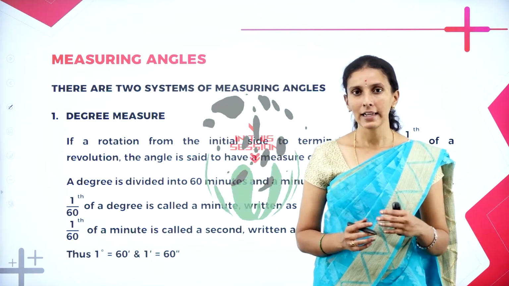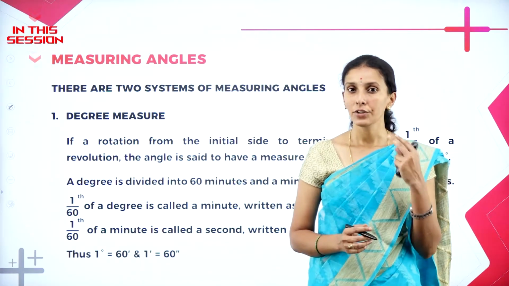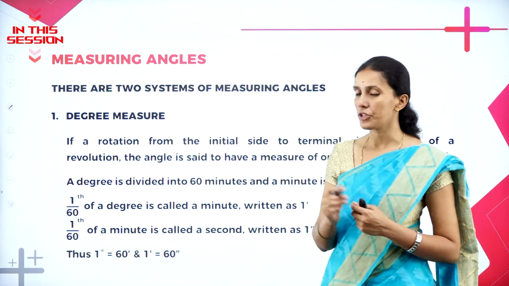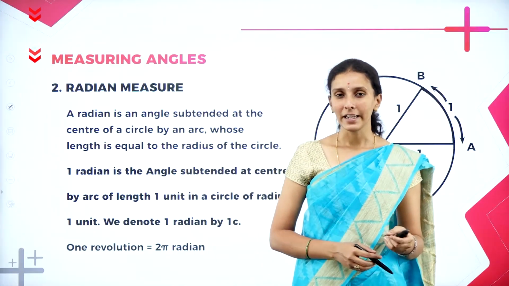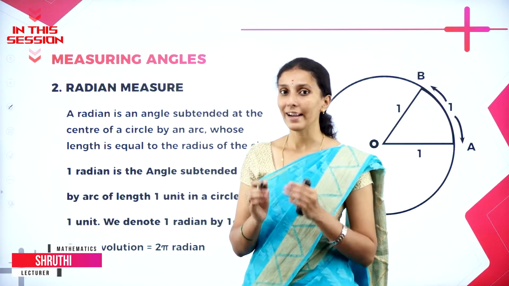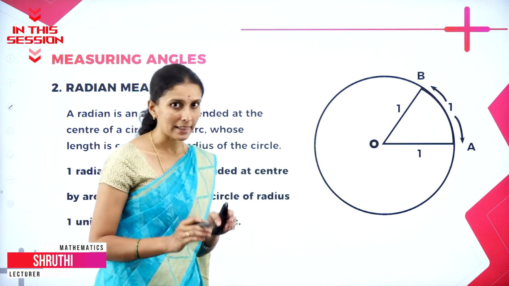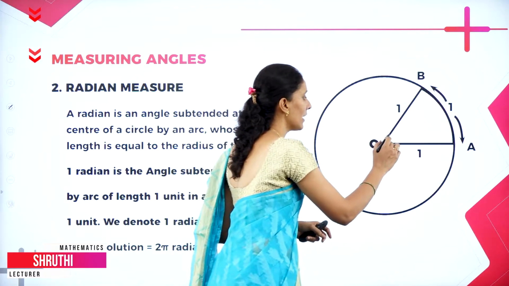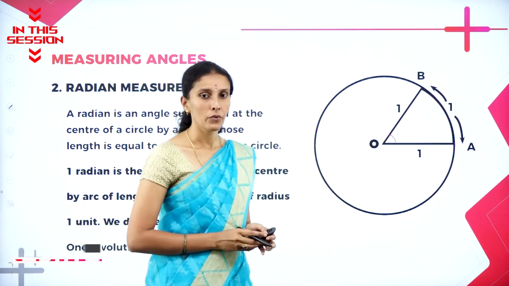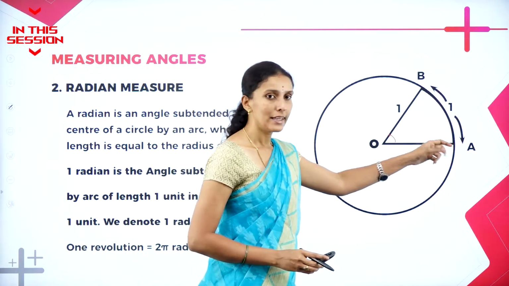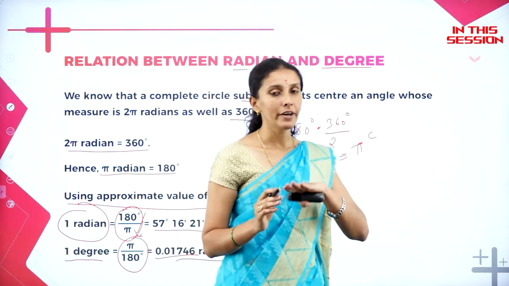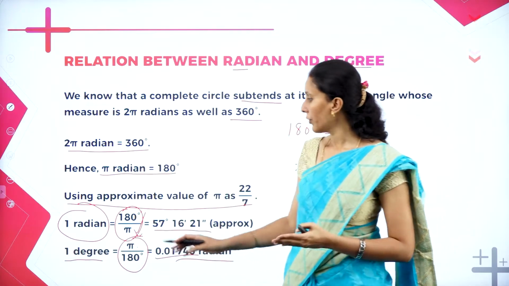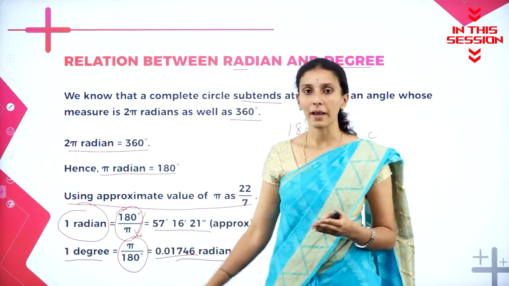Measurement of an angle may be done in two types. One is the degree measure, another one is radian measure. Now we come across a radian measure. What do you mean by radian? Radian is nothing but an angle inside the circle where the arc length is equal to the radius of the circle. So when you are converting radian into degree, you have to multiply by 180 over pi to the given value.